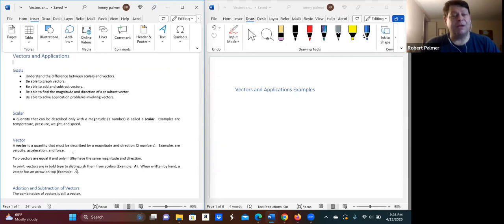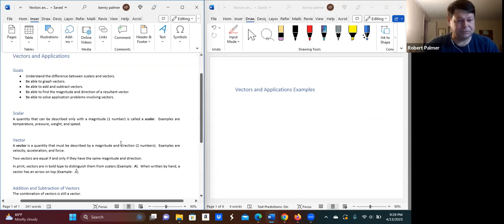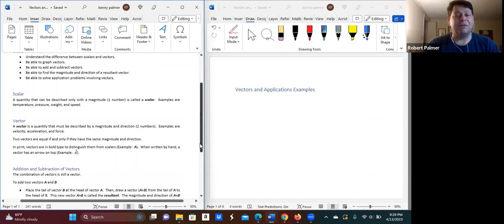Airplanes have to deal with that because they have to specify a speed and a direction, and the same for ships. And then force is also really important. You have to know not only how hard you're pushing something, but also what direction you're pushing it. Those are all important. So vectors have to be specified with two values, magnitude and direction, where scalars just need one. Now, also two vectors are equal if and only if they have the same magnitude and direction.